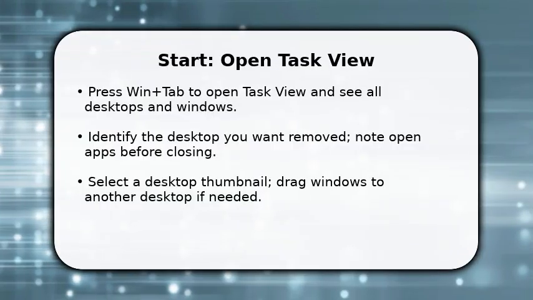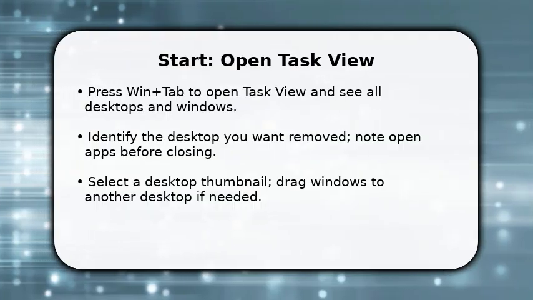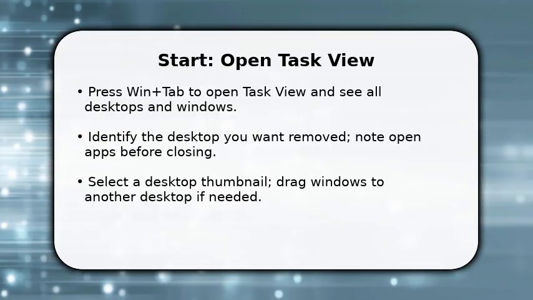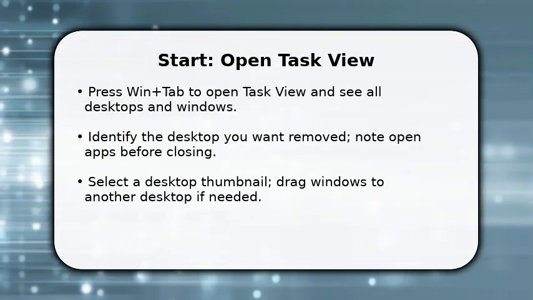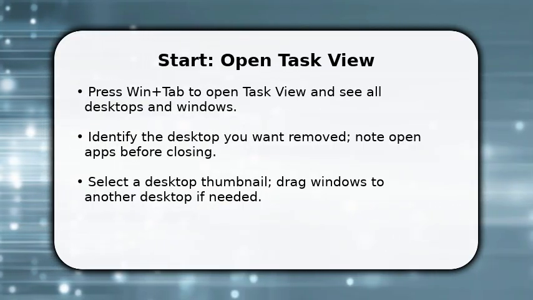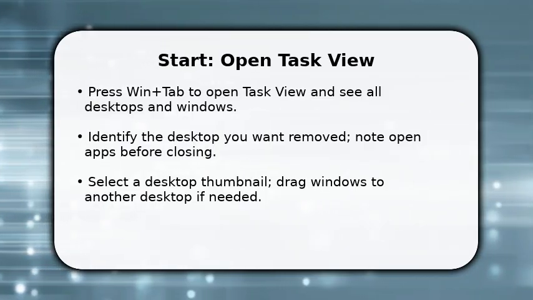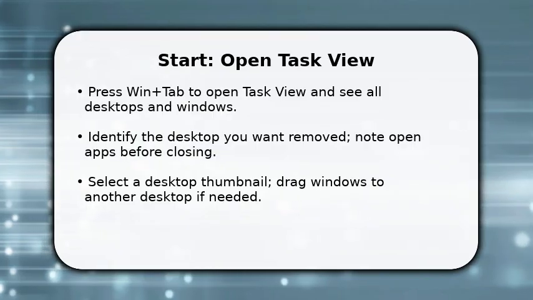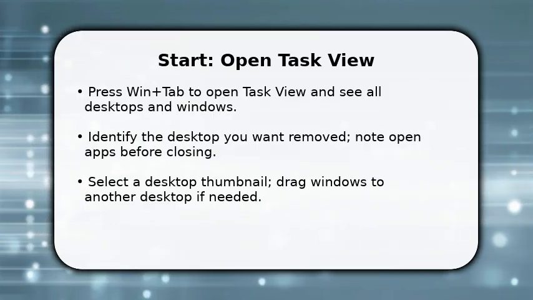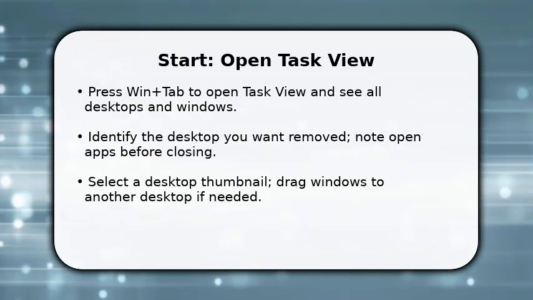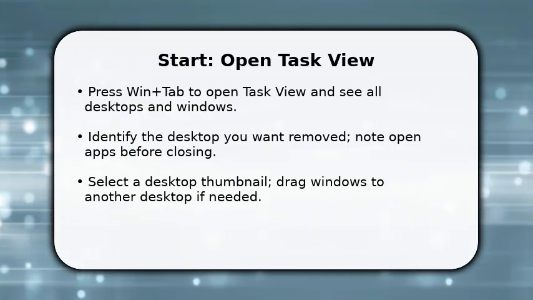You begin by opening Task View with Win plus Tab, so you can see each virtual desktop and every open window. This reveals what must move or close. Once visible, pick the desktop you want to remove and inspect its apps so you don't lose work. If apps must stay open, drag them to a different desktop thumbnail. Make sure to save documents first, because closing a desktop will relocate or close its windows depending on your action.